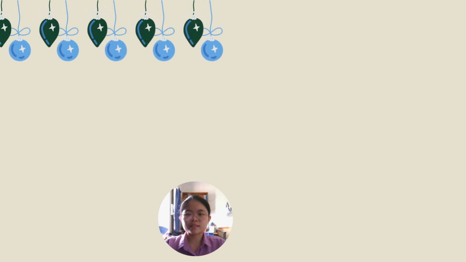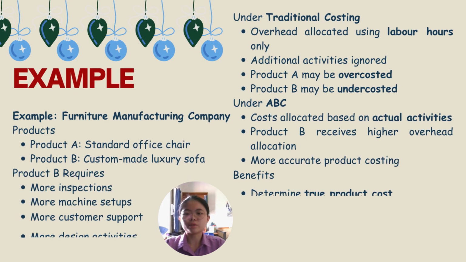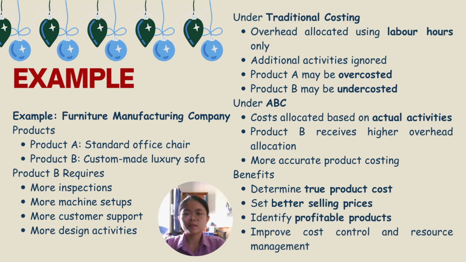Now, let me give the example. A furniture manufacturing company produces standard office chairs and custom-made luxury sofas. The luxury sofa requires more inspections, machine setup, customer support, and design activity compared to a standard office chair. Under the traditional costing system, overhead costs are allocated based only on labor hours. This method ignores the additional activity used by the luxury sofa. As a result, product A may become overcosted while product B may become undercosted, causing inaccurate cost information.